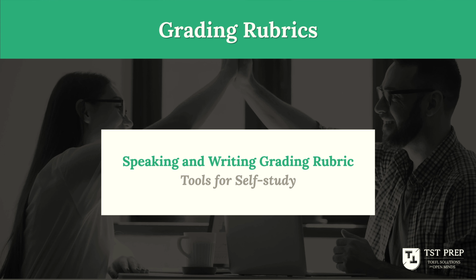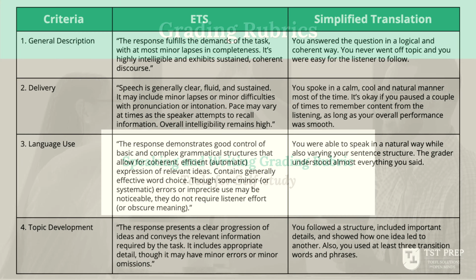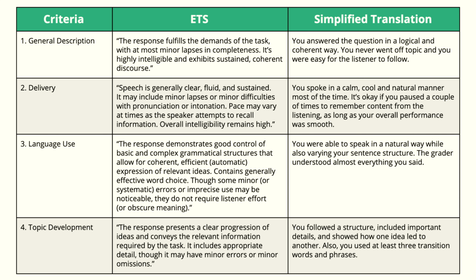All right, so now how do you actually check your speaking? So this is the grading rubric that's going to help you. First is the ETS criteria. This is according to the company that makes the TOEFL. There are 3 sections, actually 4 sections, but the first one, general description, is pretty general.